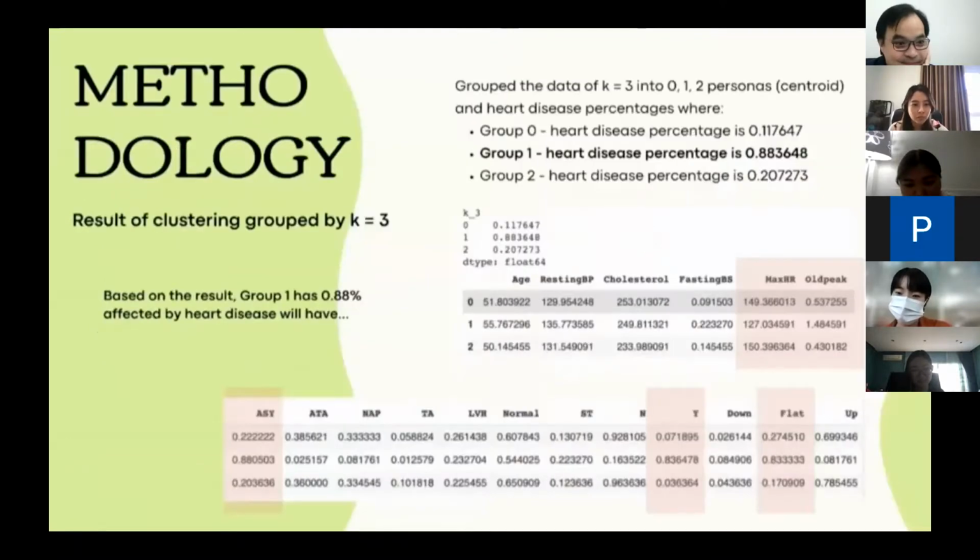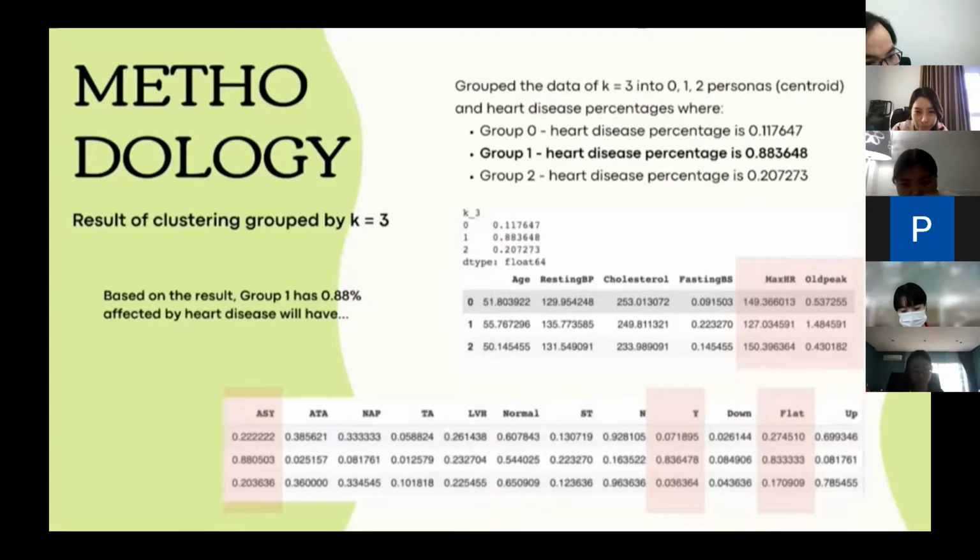Here is the result grouped by K3, where the data were grouped into 3 personas, or you can call it centroids, with heart disease percentage. Based on the result, we will be focusing on group 1, which has 88% affected by heart disease. We can easily notice that the patients in group 1 have a higher value of Oldpeak, asthmatic chest pain type, exercise-induced angina, and flat ST slope, as well as a lower value of max heart rate compared to other groups.